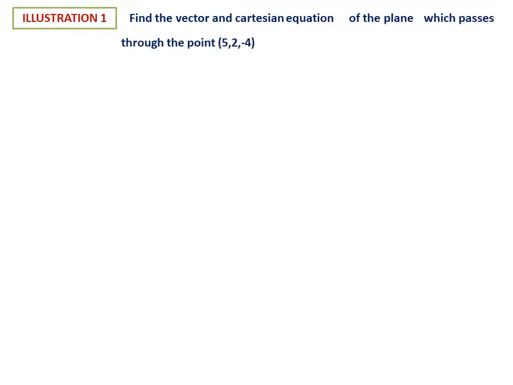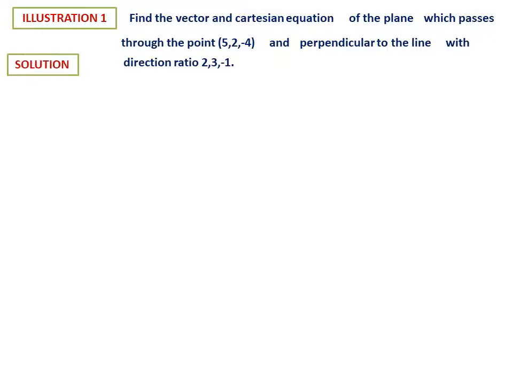Let us take one illustrative example. Find the vector and Cartesian equation of the plane which passes through the point (5, 2, minus 4) and perpendicular to the line with direction ratio 2, 3 and minus 1. So this is the first example.